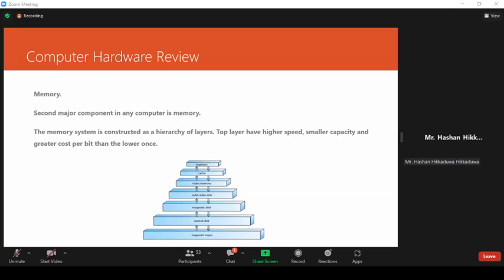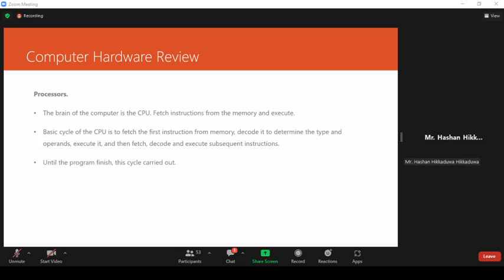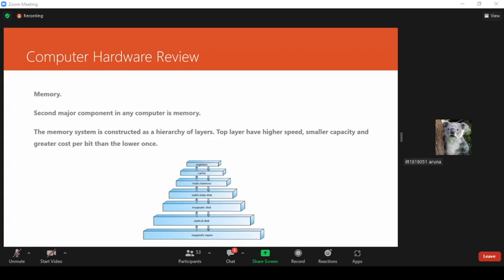Then memory, right? The second major component in a computer is memory. Here, the memory system is constructed as a hierarchy of layers. The top layer has high speed, small capacity, and greater cost per bit than the lower ones.